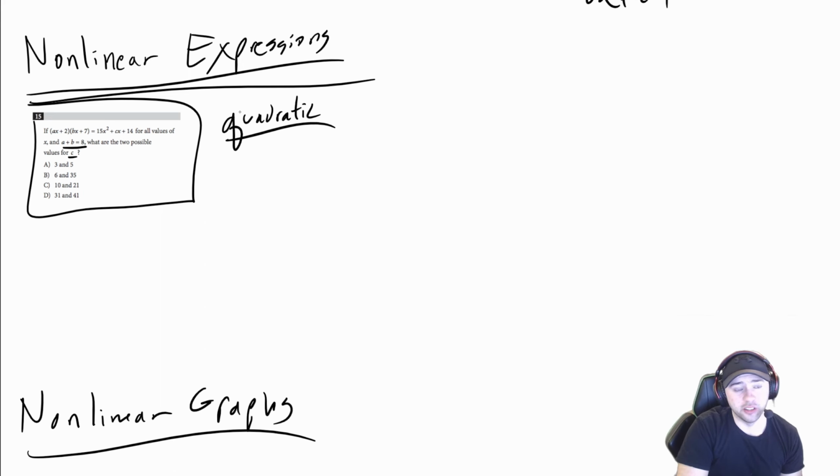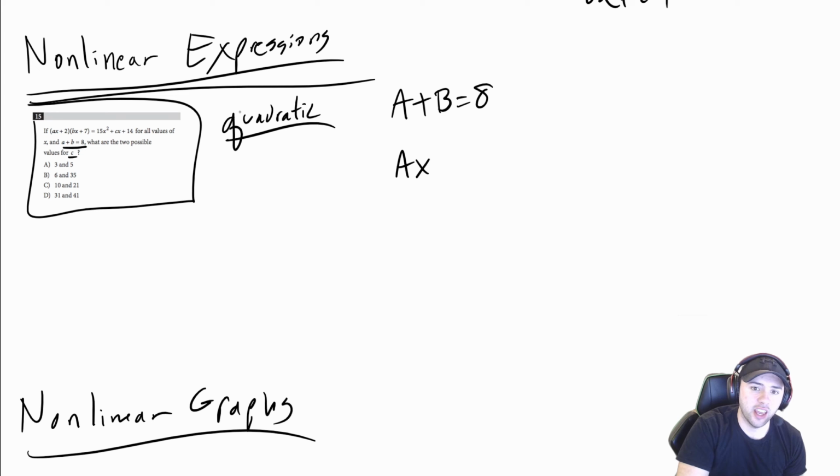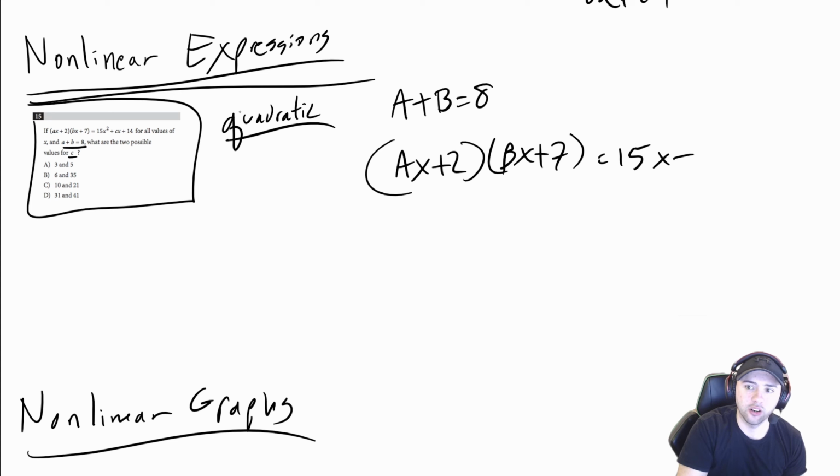However, this one's particularly difficult. So if this one doesn't make sense, make sure to review the quadratic section coming up. Here, the way we're going to solve this is we're going to write down our system of equations. a plus b equals 8, and (ax + 2)(bx + 7) is equal to 15x squared plus cx plus 14.